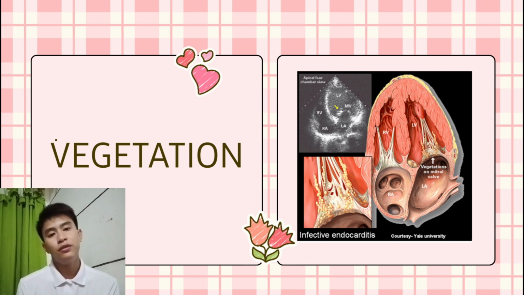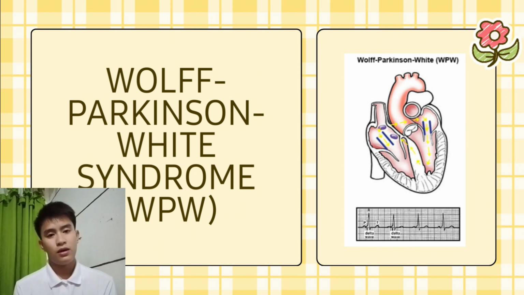So the fourth bullet is vegetation, which refers to abnormal outgrowths or masses of tissue on heart valves. These vegetations are typically associated with infective endocarditis, where microorganisms such as bacteria form colonies on the heart valve surface. So the fifth one is the Wolff-Parkinson-White.